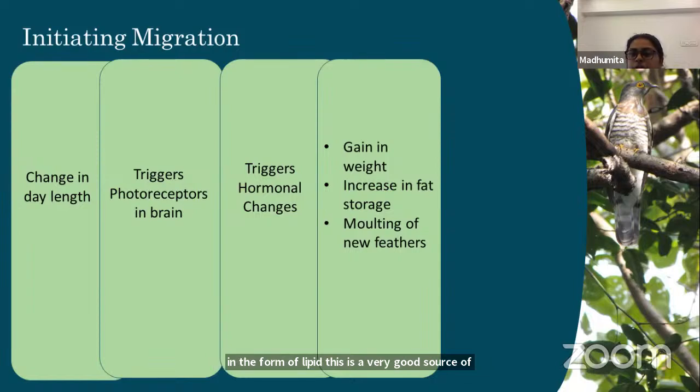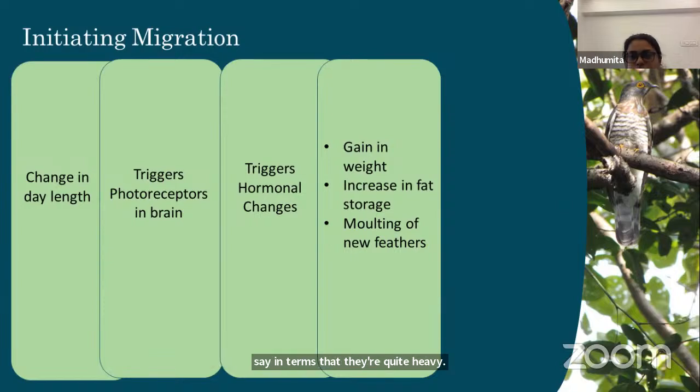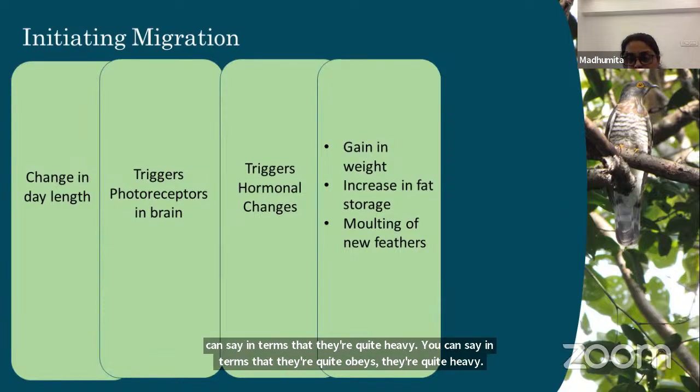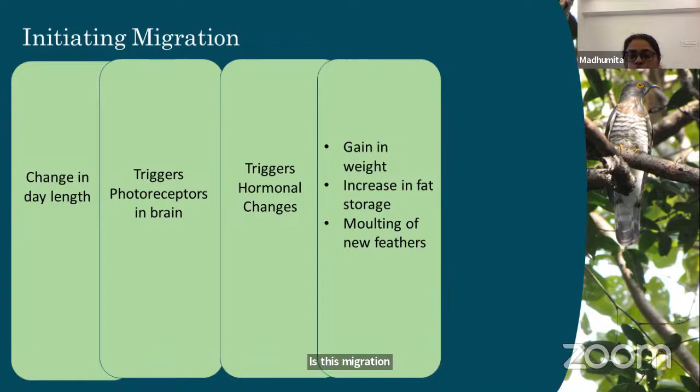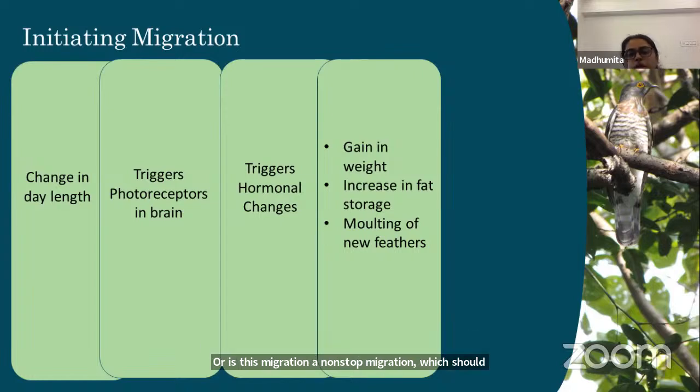Mostly the body weight while they migrate will be 50 to 60% above their original body mass. So they are quite heavy; you can say they are quite obese when they actually start migrating. The gain in weight also depends on what kind of migration they are doing. Is it a non-stop migration, which will be very difficult, or does it have a number of stops, so you can stop somewhere to refuel your energy storage and then commence your journey again?